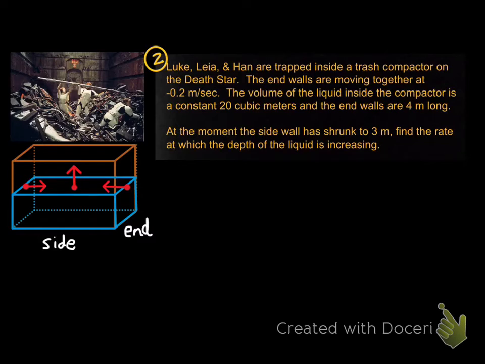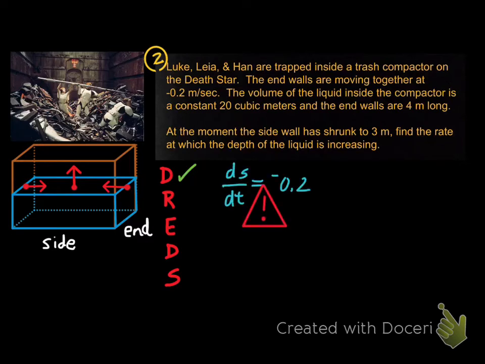So the big picture here: the end walls are moving toward each other, and the depth of the water is getting squeezed, so the depth is increasing during this scenario. Let's figure out the rate at which the water height is increasing the moment the sidewall has shrunk to 3 meters of exposure. All right, so again, we're using dreads, and we've got a nice diagram already. Pretty impressive.